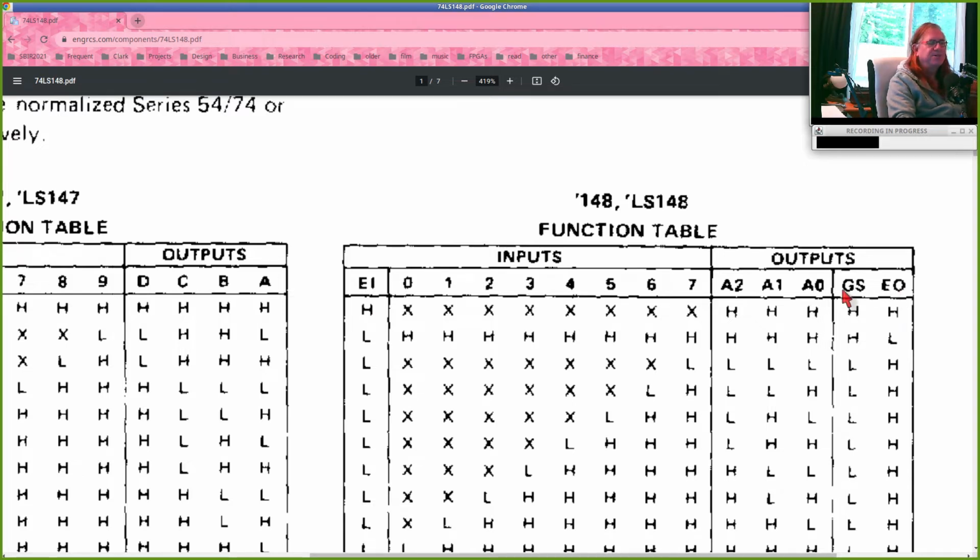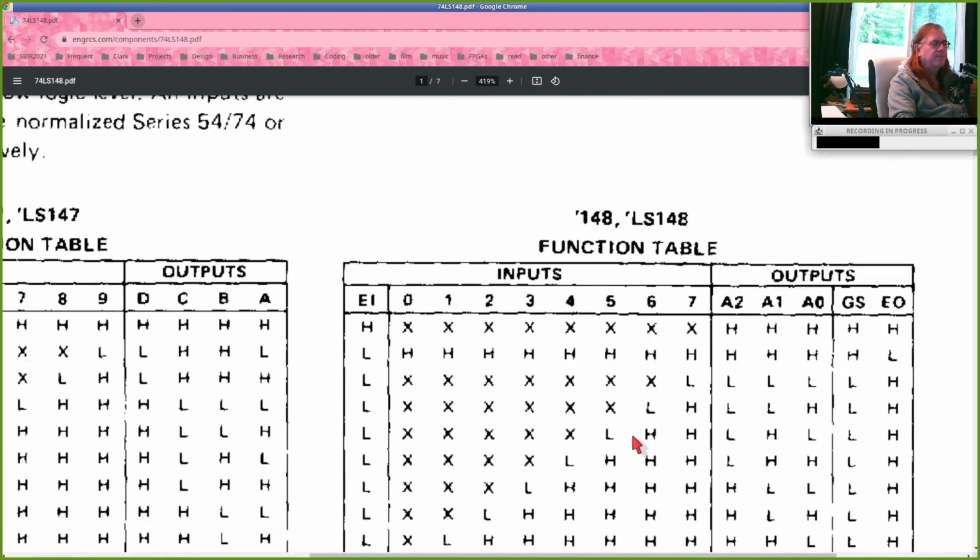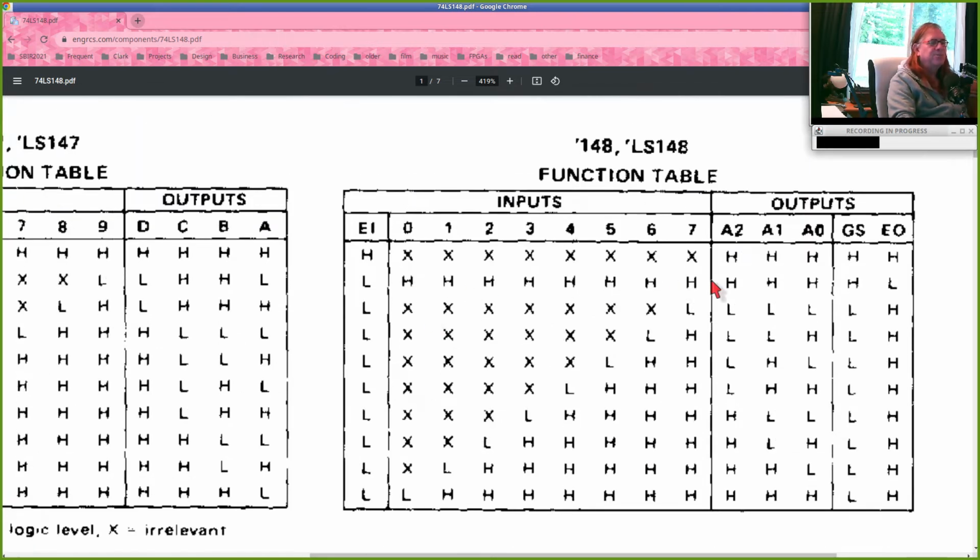Don't worry about GS and EO. Let's just look at these 3 outputs. So if the enable input is high, all of these outputs get turned high. It ignores these other inputs. So to make the chip do what we want it to do, EI has got to be low. Assuming EI is low, what does this circuit do? If input 7 is low, it outputs a 0. If input 7 is high but 6 is low, it outputs a 1. If inputs 7 and 6 are high but 5 is low, it outputs a 2.